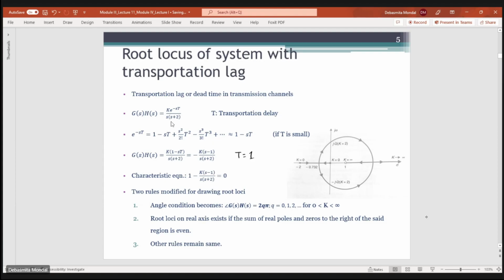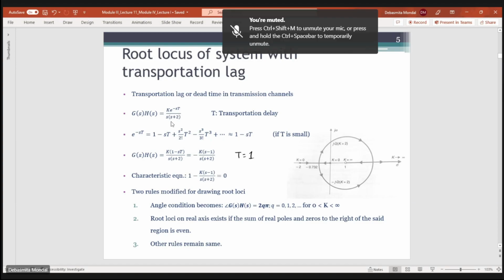Okay, so here you see that the poles are lying on the left half of the S-plane, right? One pole is at the origin and the other pole is at minus 2. But if you see the position of the zero, for a system with a transportation delay, the zero is actually lying on the right half of the S-plane. It is lying at plus 1. It is no longer in the left half of the S-plane.